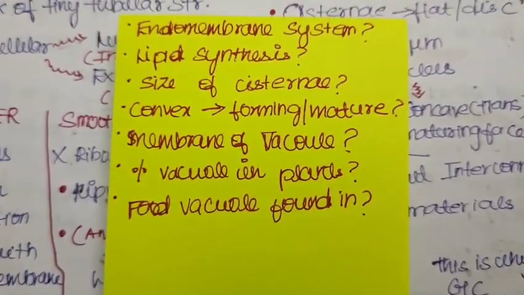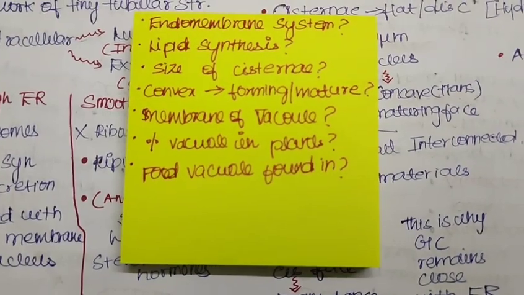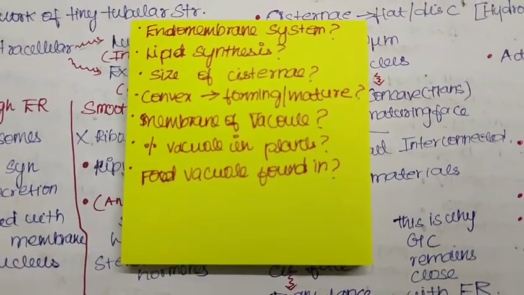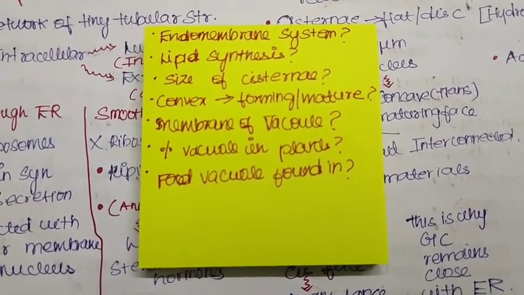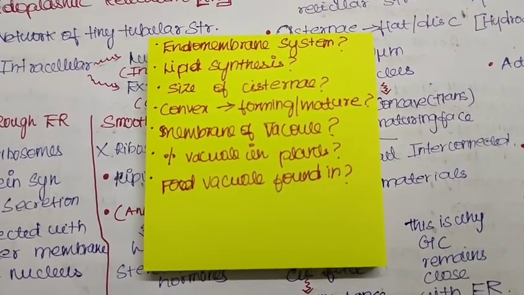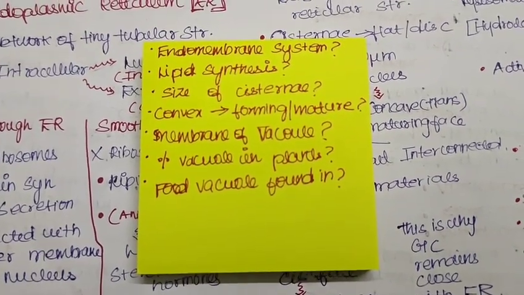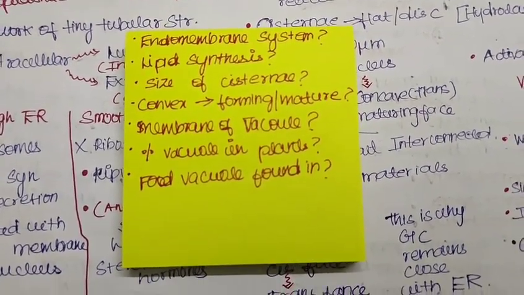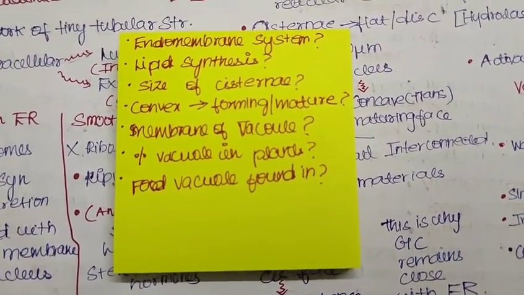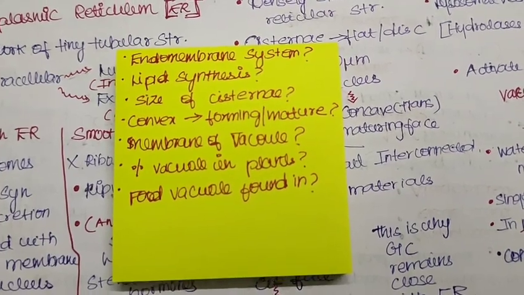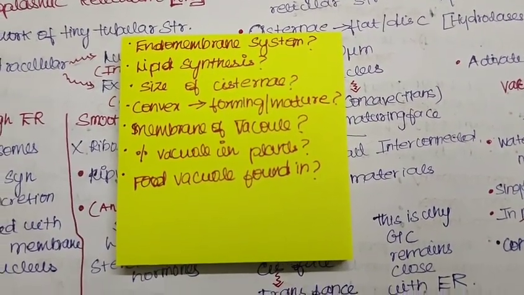The first question, what are the organelles found in the endomembrane system? Which is the site of lipid synthesis? Give the size of cisternae found in Golgi apparatus. Convex face is called the forming or mature face? What is the membrane of the vacuole called? What is the percentage of vacuole in plants? Food vacuoles are found in.